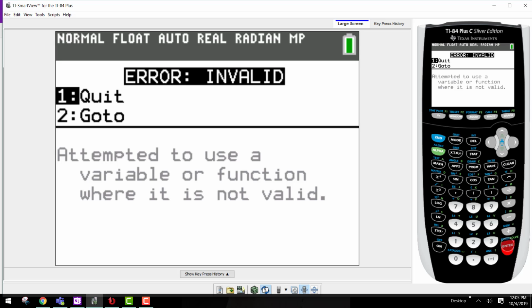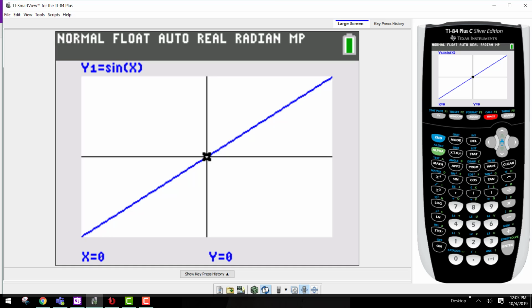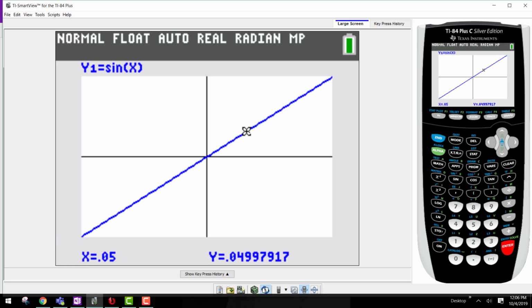Nope. Even smaller. Let me try really small. Okay, there we go. You can see that's almost halfway up. So that's another point, and we can estimate the slope. We have two points: x1, y1, which is 0, 0, and x2, y2, which is 0.0499, 0.05. If we divide these, we pretty much get a slope of 1.